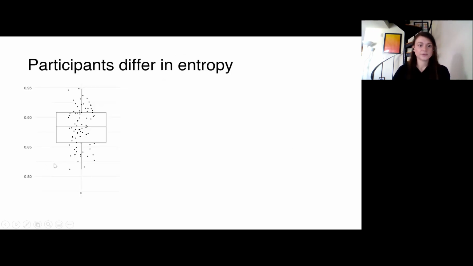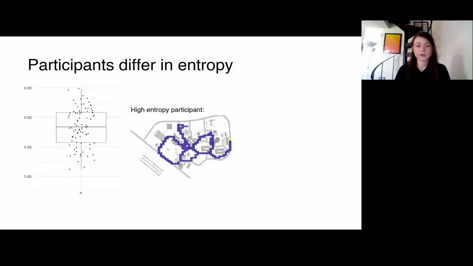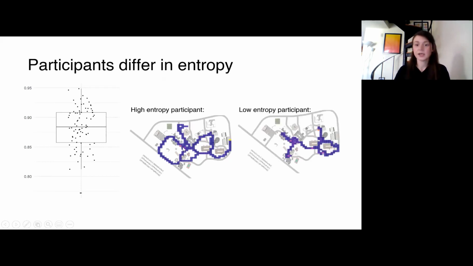Again, as with the experienced integration measure that I was showing you before, there's quite a bit of spread in terms of the entropy. I'll also mention that integration and entropy are related, but quite weakly, so not significantly. And here's an example of a high entropy participant. You can see that they cover quite a few states in the environment, and they tend to branch out quite a bit.